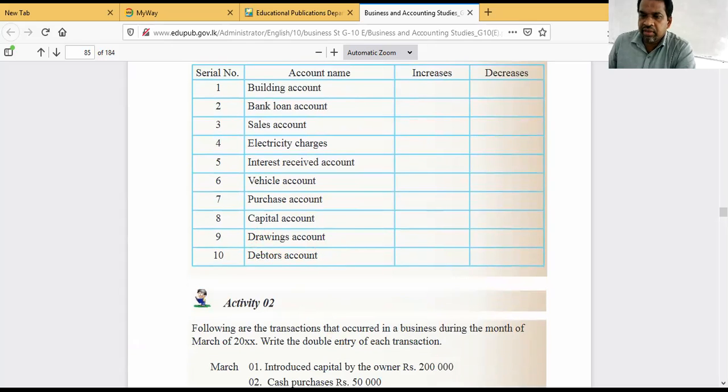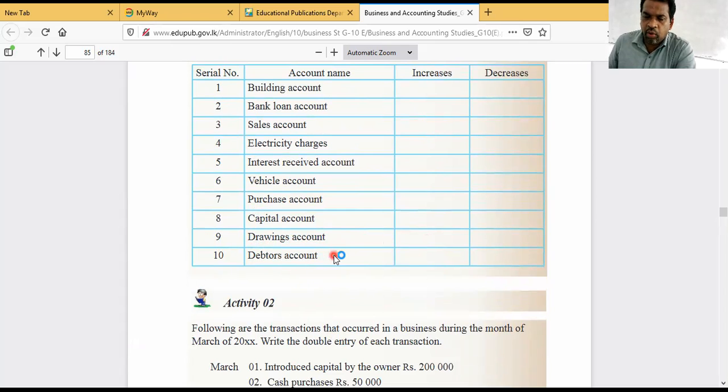Drawings account. Drawings means what the owner has taken from the business. It can be either in cash or goods, but anyway, it will decrease owner's equity or capital. Therefore, we don't debit to capital or equity account. Instead of that, we maintain a separate account called drawings account. And if there is an increase in drawings, we debit, that is DR. If there is a decrease in drawings, we credit to the drawings account, CR.